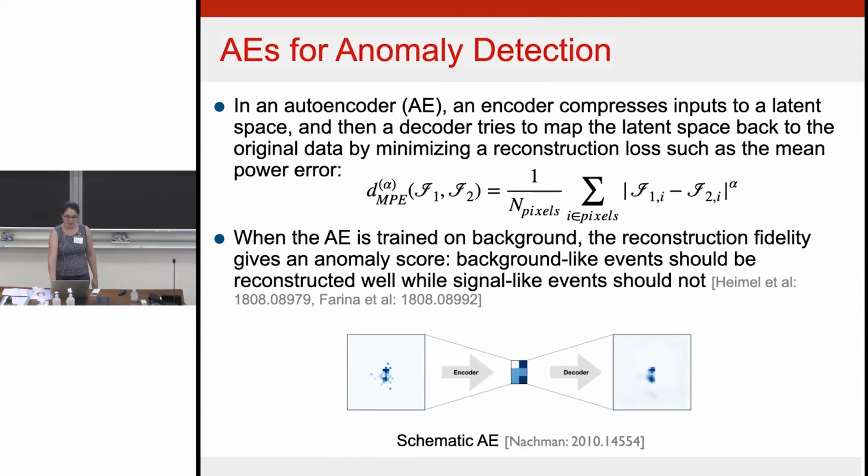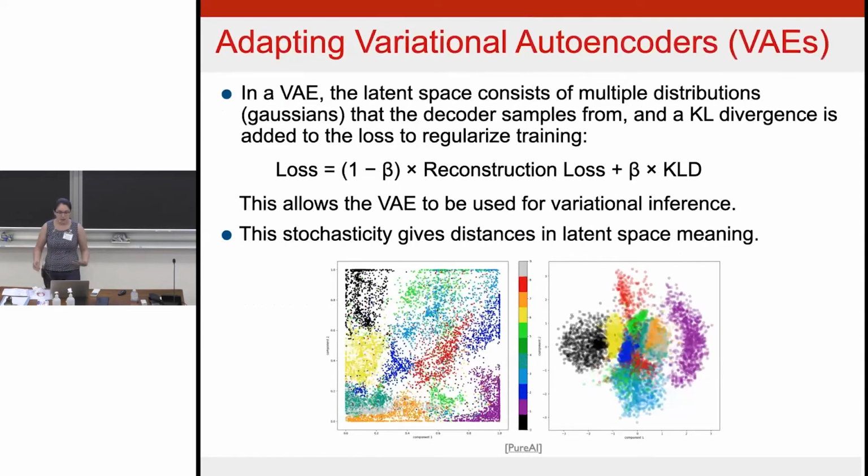And the standard story about how this works for anomaly detection is that the reconstruction fidelity gives an anomaly score. In the case of variational autoencoders, we are again adding to the latent space these distributions that we sample from, which in our case are Gaussians. And then we add a KL divergence to the loss to regularize the training. And the ratio of this KL divergence to the reconstruction loss is determined by this parameter beta, which will be important later. So I want to emphasize the parameter beta. And this loss allows the VAE to be used for variational inference.